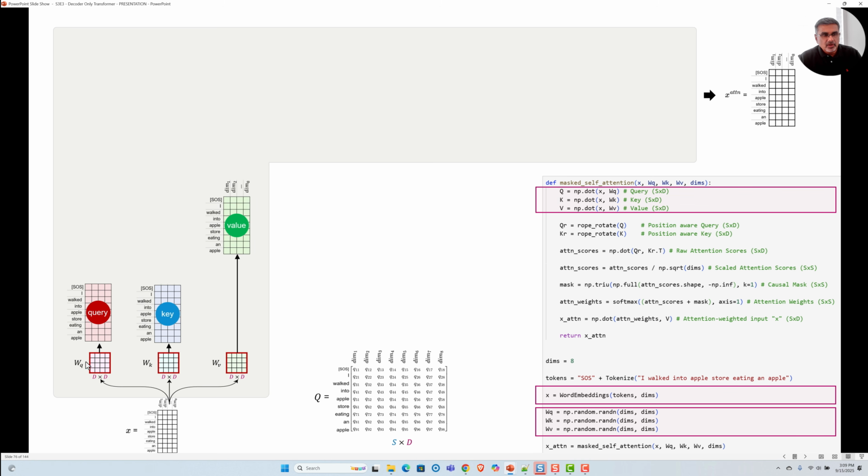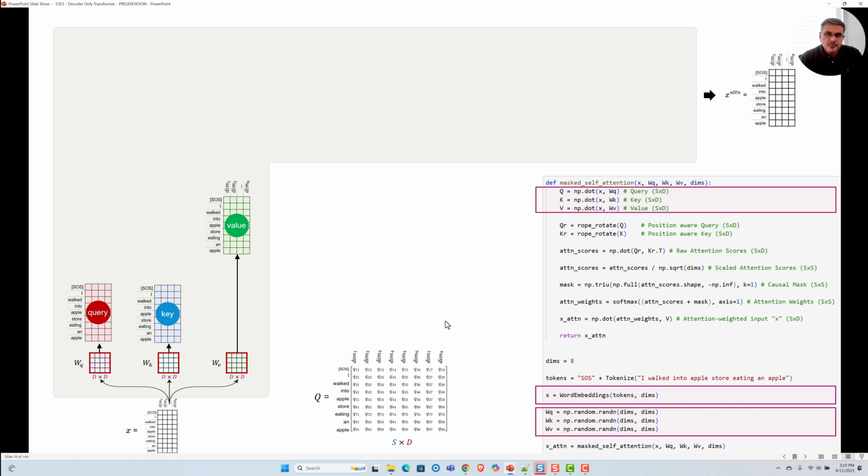The first copy we'll call query. How is this copy made? Well, it's pretty straightforward. You take this incoming embedding matrix X, you multiply it with WQ to get the query matrix. You take the same embedding matrix X, you multiply it with WK to get the key matrix. And you take the same embedding matrix X and multiply it with the trainable WV matrix, you get the value copy. So query copy, key copy, and value copy.